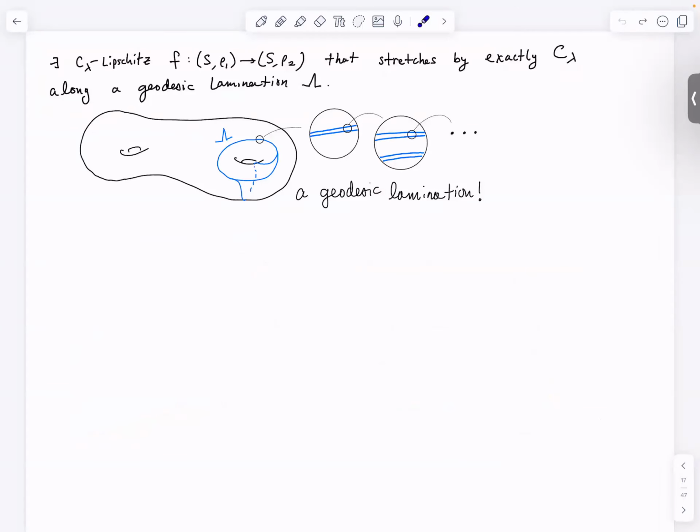Okay, before looking at this picture, the simplest example of a geodesic lamination is a single closed geodesic, right? That's a closed subset. It's foliated by geodesics in kind of a trivial way. I could take two closed geodesics as long as they don't cross. That's a lamination. Most generally, though, a lamination looks something like this. It looks kind of like a train track.